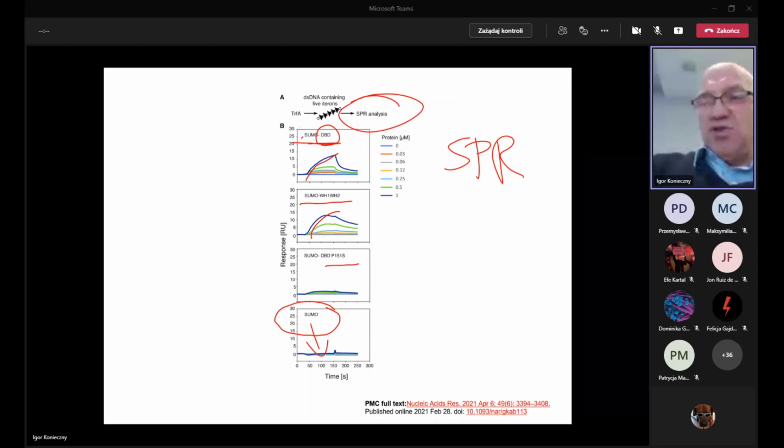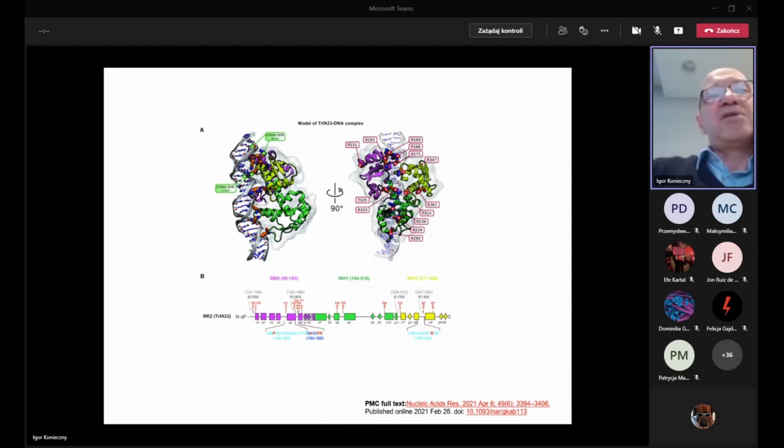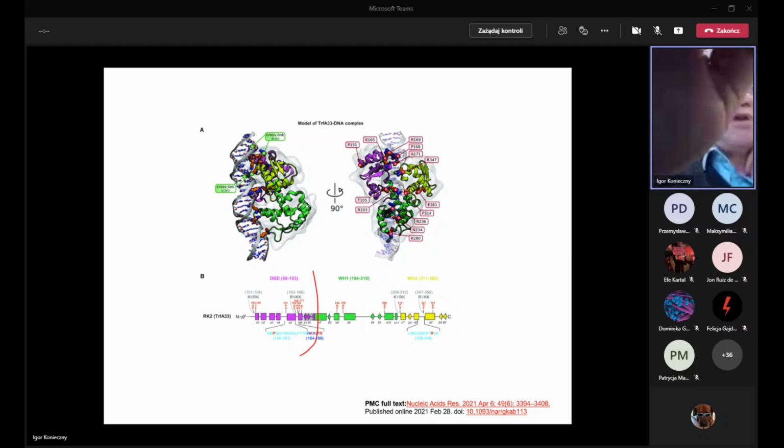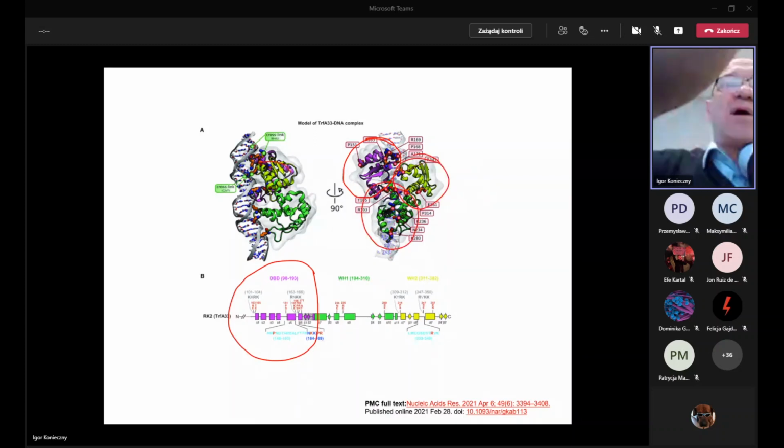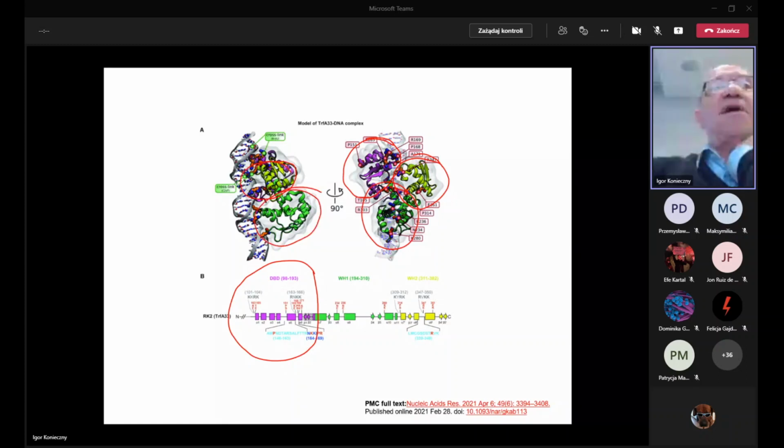To make a long story short, it was a five or maybe even more years project, but finally we published that the replication initiator contains an N-terminal domain, which we call the DNA binding domain, and this N-terminal domain present here is also important for the interaction of the protein with DNA. Moreover, this domain together with the wing helix domains, the green one, provides sequence specificity of the interaction. That was the long story.